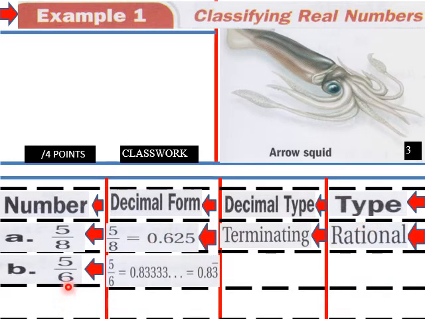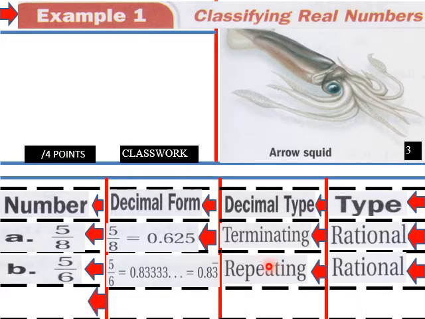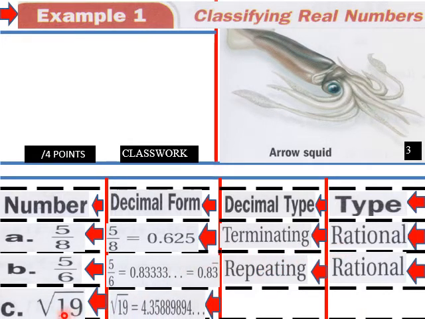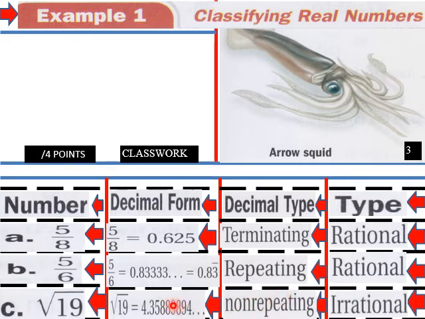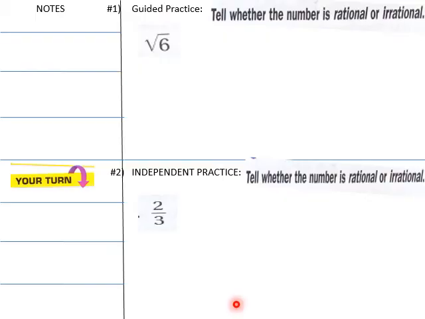And then for B, 5/6, the decimal will be 0.83333. So it's what? It's repeating. So if it is repeating, it is rational. And then for here, square root of 19. Here is the decimal here, 4.358898494. It goes on. So it's non-terminating. And what does that mean? It's non-repeating either. Non-repeating, non-terminating. So it is irrational because of that.